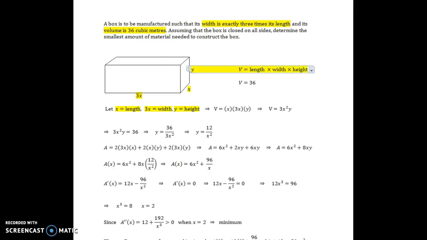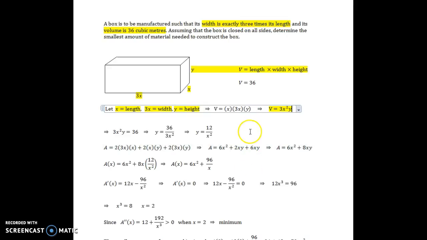And with any box, the volume is given by length times width times height. So plugging in x, 3x, and y, we get an equation for volume: volume equals 3x squared times y. A very typical question, right? And again, the variables we use here, you can use L or W, it's fine.